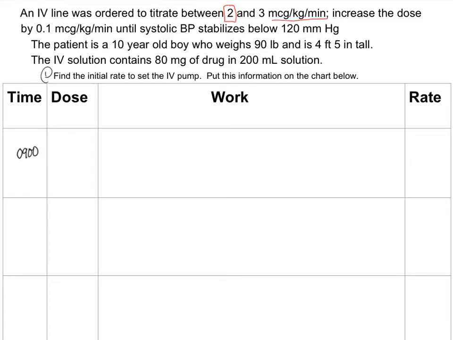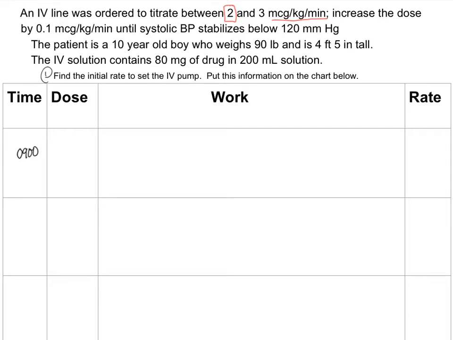So in this problem, we're looking for the patient's blood pressure, the systolic blood pressure, to stabilize below a particular amount. So if the blood pressure does not stabilize after this initial dose, what we need to do is to continually increase that dose by 0.1 micrograms per kilogram per minute.